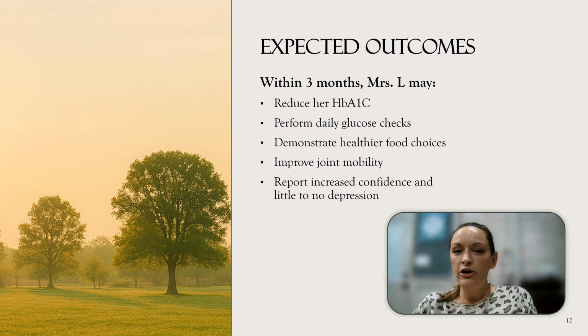Now that we've implemented our interventions, let's talk about what success looks like for Miss L. So within 3 months, we would expect to see measurable improvements for her. First, her hemoglobin A1C should decrease. Of course, this indicates better blood sugar control. She'll be performing daily glucose checks confidently and making healthier food choices based on the meal plan that we created together.